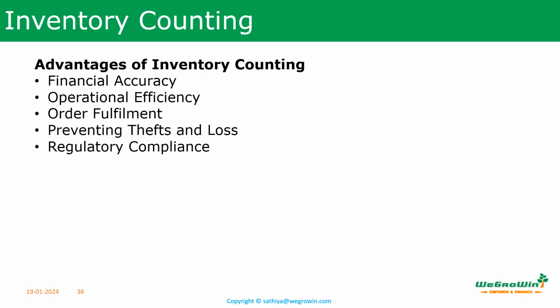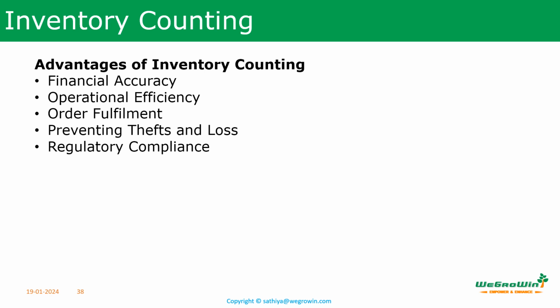Operational efficiency. Knowing the exact quantity of items in stock helps streamlining the operations. It prevents overstocking or stockouts, optimizing the supply chain and preventing unnecessary carrying cost or potential disruptions in production or sales. Order fulfillment. Inventory counting is essential for order fulfillment accuracy. Reliable stock levels help businesses meet customer demands promptly, improving customer satisfaction and loyalty.